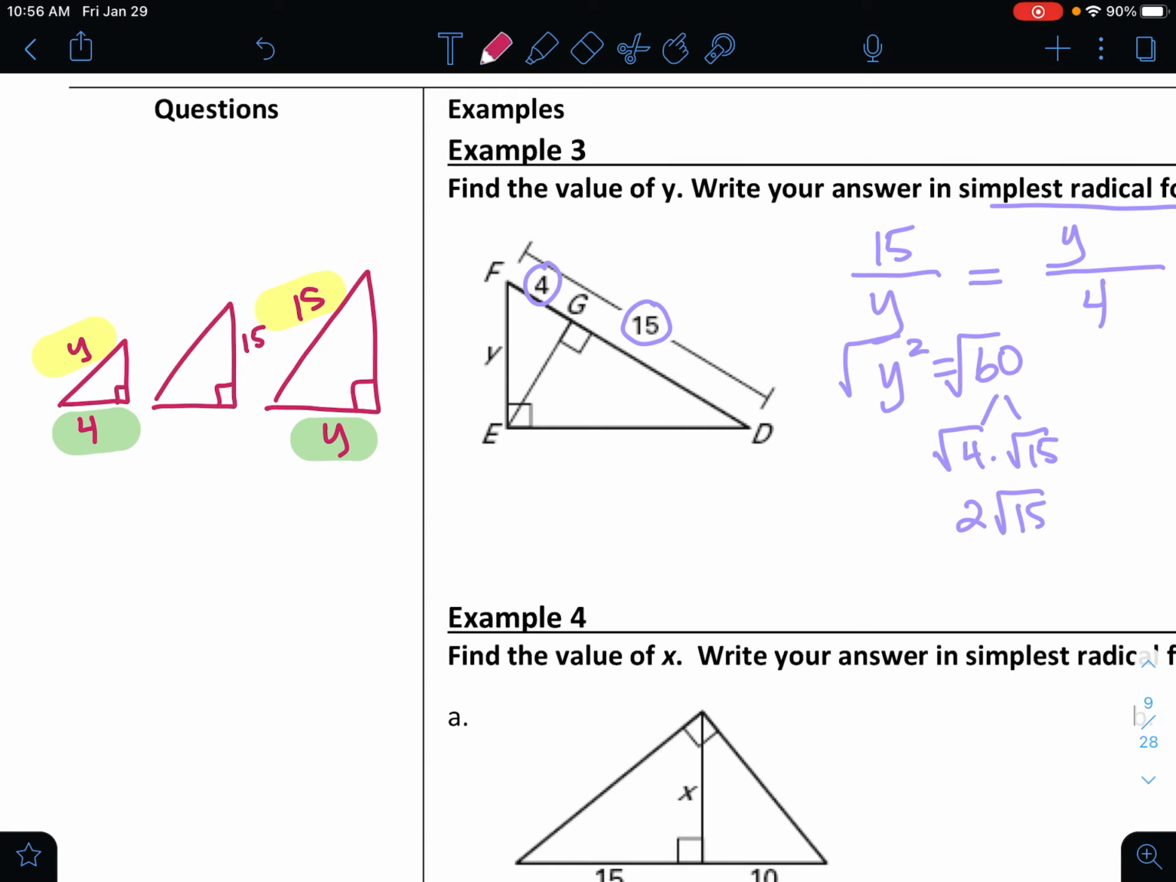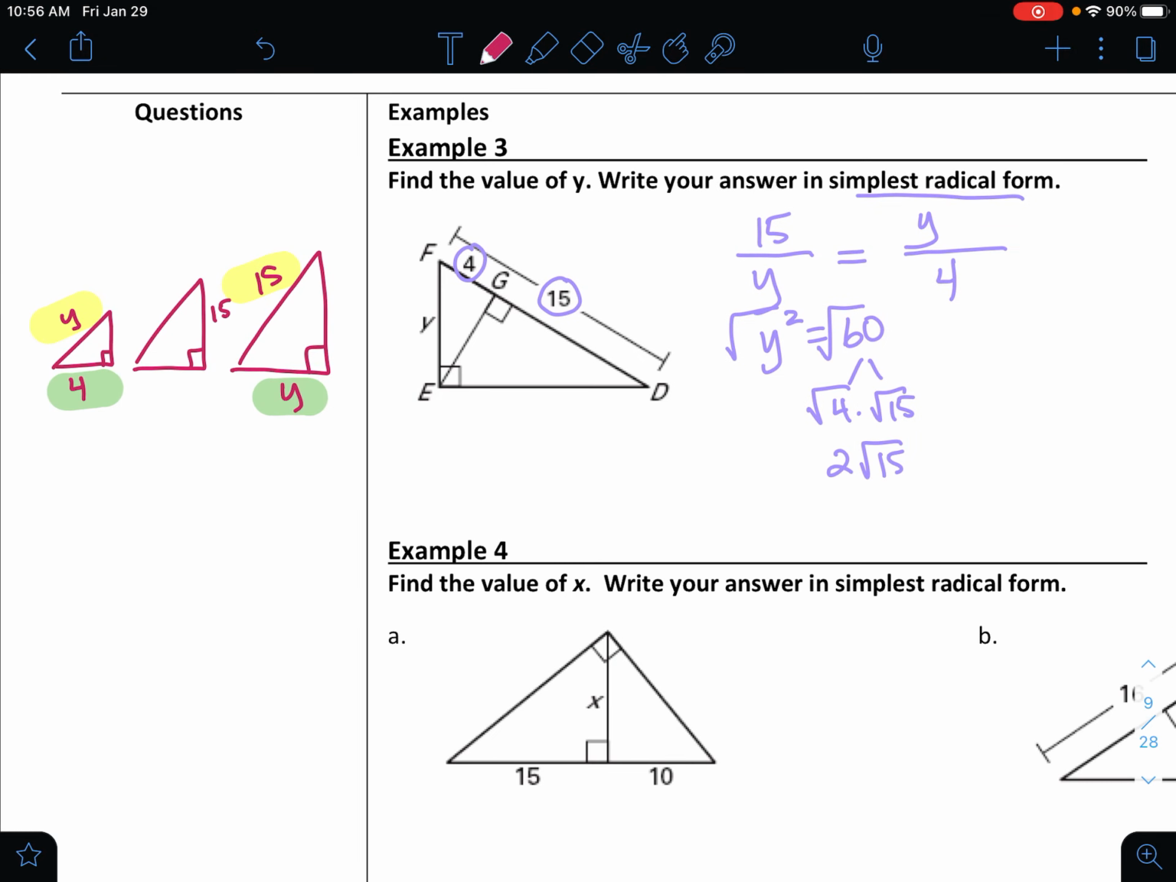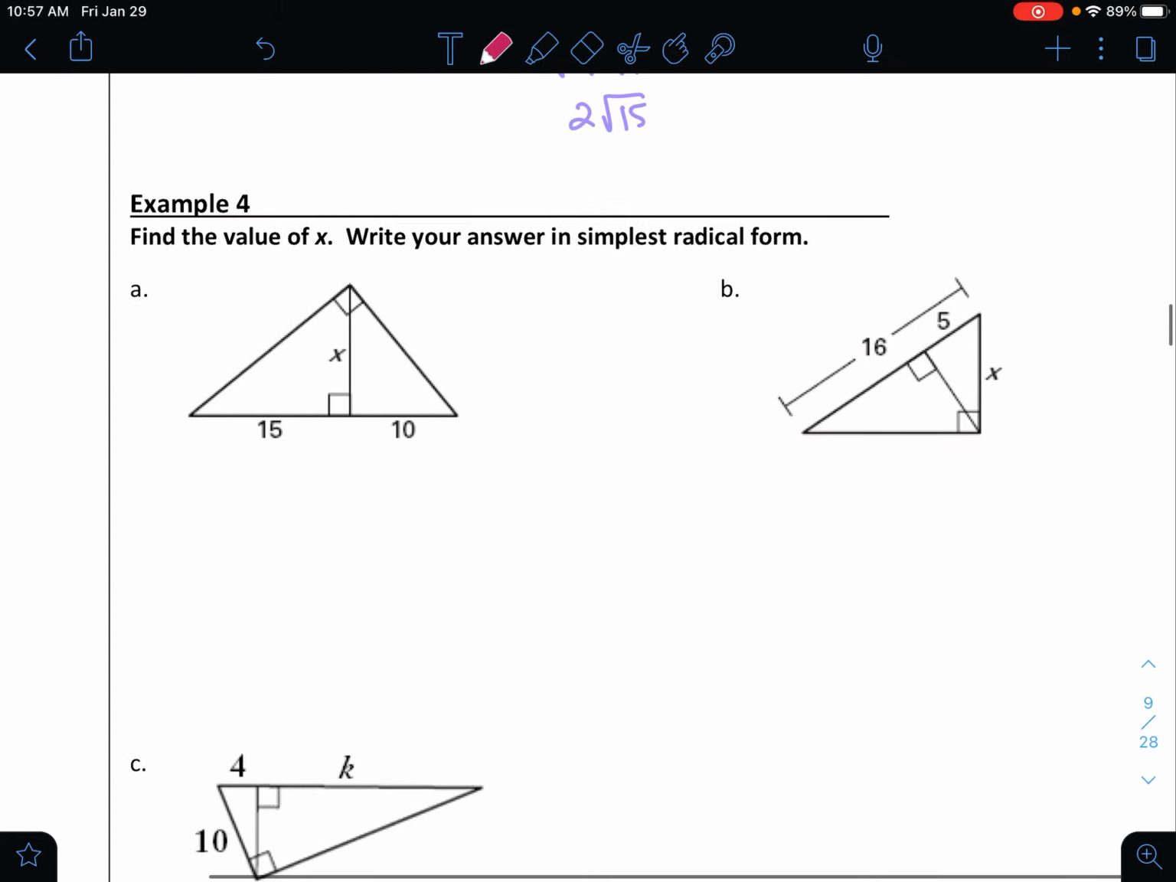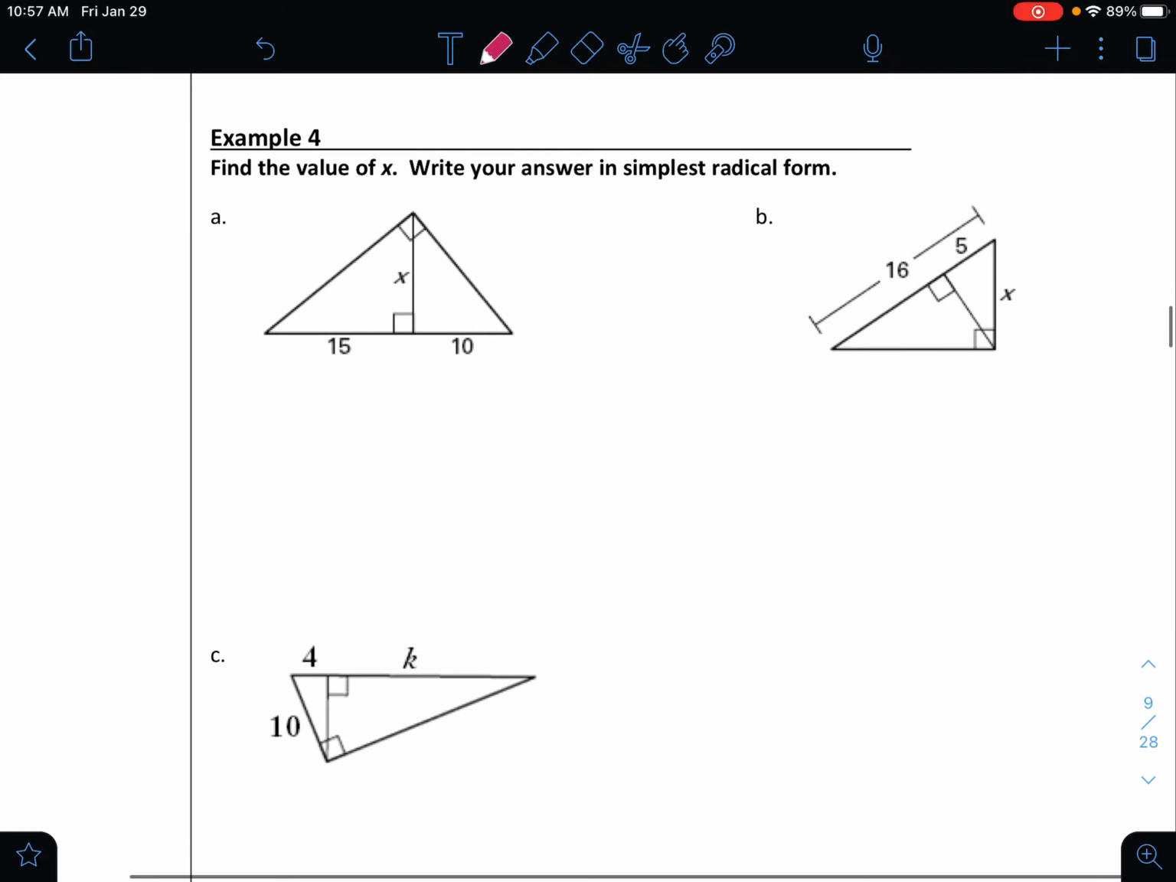I'll start with the small triangle: y over 4, 15 over y. Okay, so it can be done the other way. It just will take you a few moments. Sometimes it's hard to reorient the triangles, because if the altitude is really close to cutting the hypotenuse in half, you're going to have a hard time telling which leg goes where.